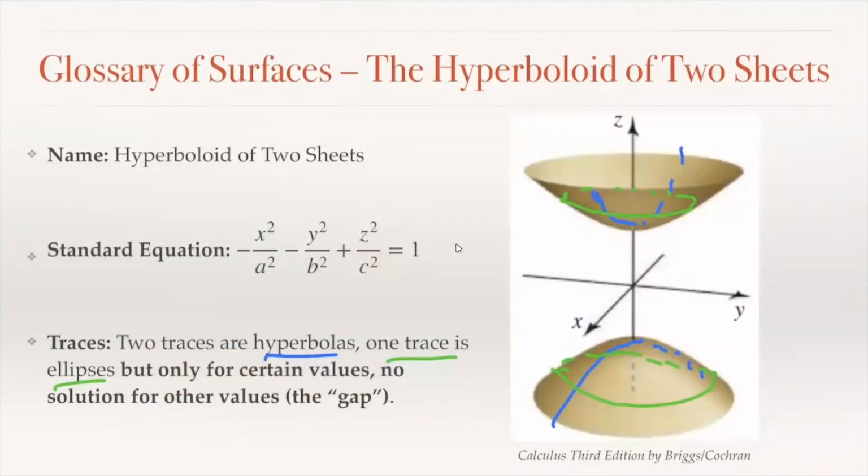When z is 0 here, there's no solution. It's negative squares equals positive. That's impossible. But when z is big enough in either direction, then we're doing 1 minus z squared over c squared, which can make the right-hand side negative. And then we have negative equals negative exists as a solution. And that solution is an ellipse.